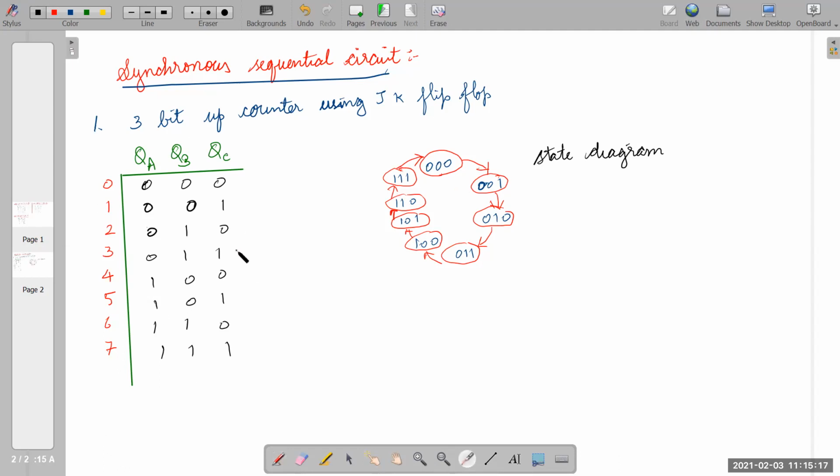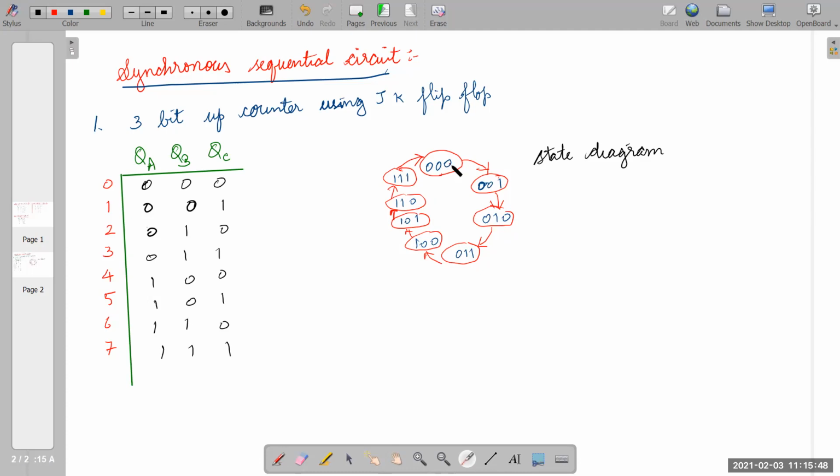Okay, next thing here, the output. So you have to decide what should be the input. If the present state is 000, the next state is 001. If 001 is the present state, next state is 010. If 010 is the present state, next state is 011. If 011 is the present state, next state is 100. Likewise, if 111 is the present state, next state should be 000. Likewise, it will be repeating.